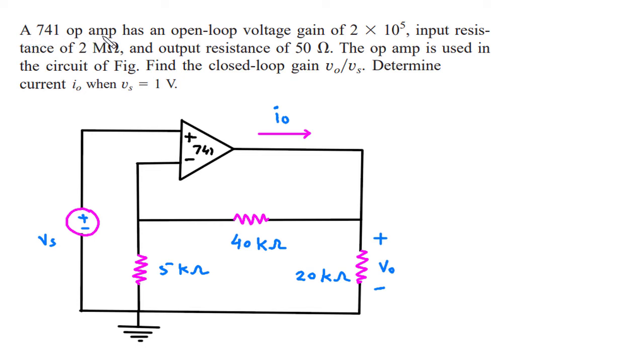A 741 op-amp has an open loop voltage gain of 2 into 10 raised to the power 5, input resistance of 2 mega ohm and output resistance of 50 ohm. The op-amp is used in the circuit of figure. Find the closed loop gain VO by Vs. Determine current IO when Vs is equal to 1 volt.